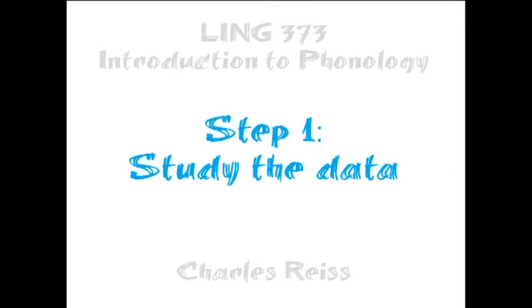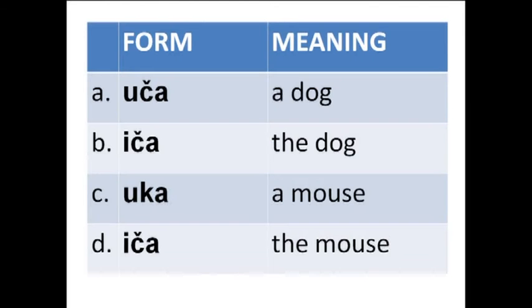The first thing to do, it's kind of obvious, but you still have to do it, is to study the data. So let's imagine that this is the language we have. What do we have here? We have ucha, a dog, icha, the dog, uka, a mouse, icha, the mouse.